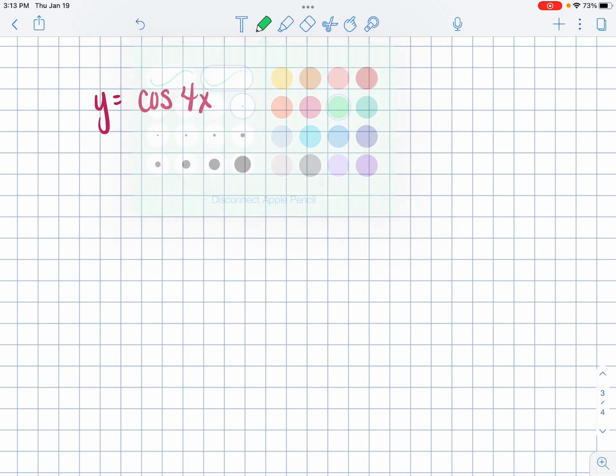Then we had the period change. Let's do cosine of 4x. I know it's a period change because I'm multiplying my x value times a number instead of the number being in the front like the amplitude. Remember, if we want to actually find our period, we're going to do 2 pi divided by that number. In this case, that would be 4. So my period is pi halves. So this means this is a horizontal compression.